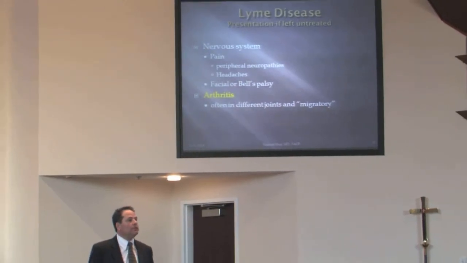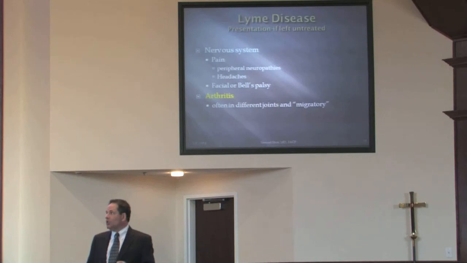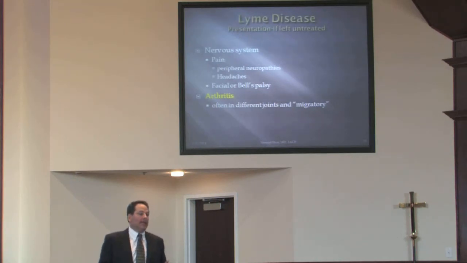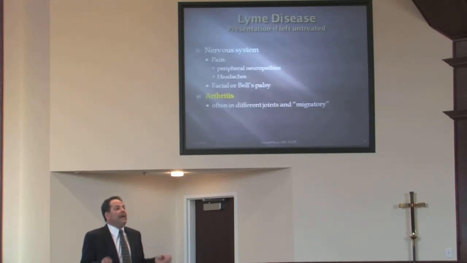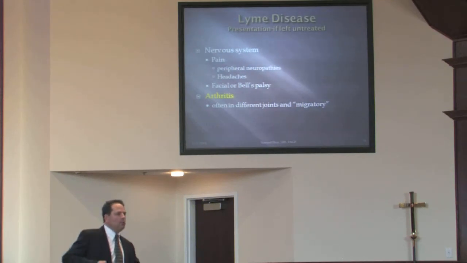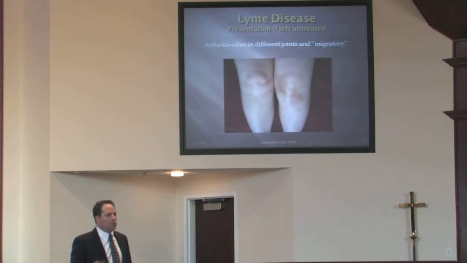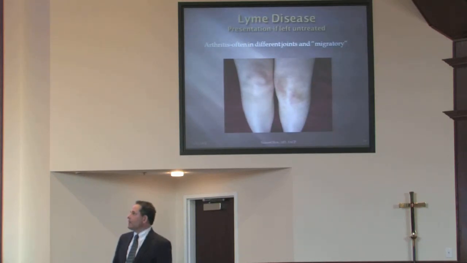Arthritis simply means inflammation of a joint. This certainly is a potential presentation, and you don't have to have inflammation, it could just be pain of the joint. What classically can occur is a migratory component, meaning it can move from joint to joint, the knee, the elbow, and then it moves to a different joint. But as you can see in this picture, the knee can be swollen, painful, red, hot. Okay.